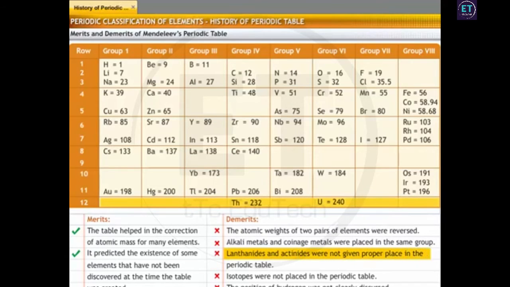Lanthanides and actinides were not given proper place in the periodic table. Isotopes did not find a place in the periodic table. The table did not clearly indicate the position of hydrogen.